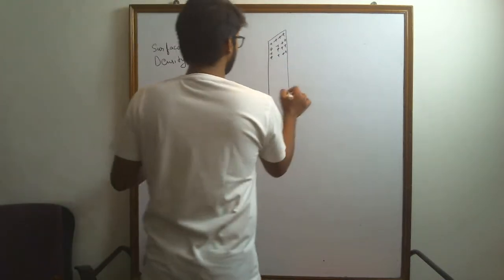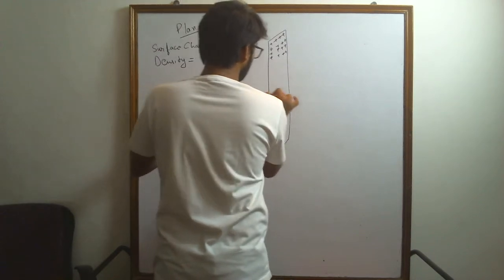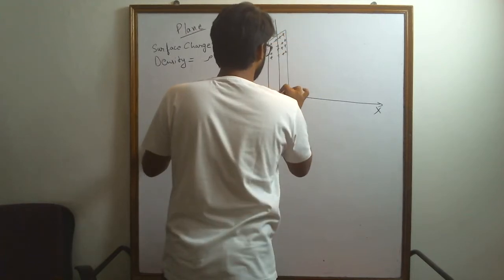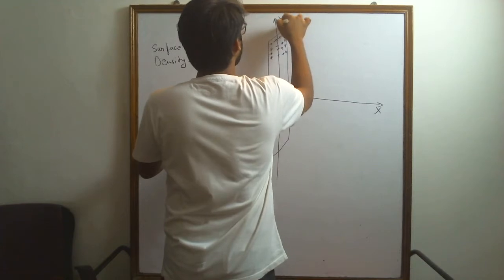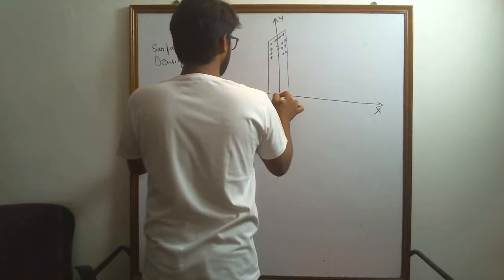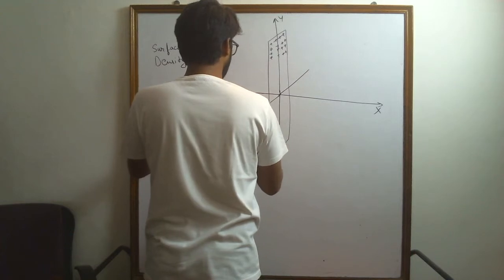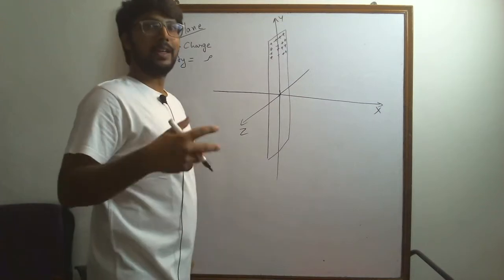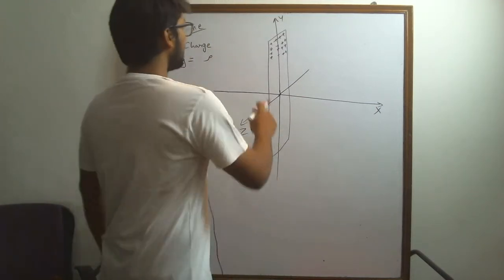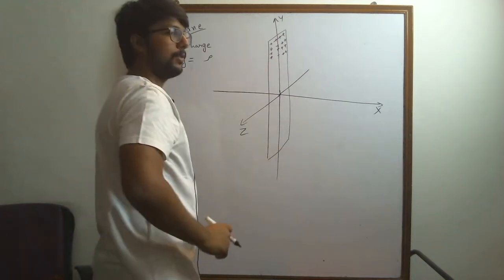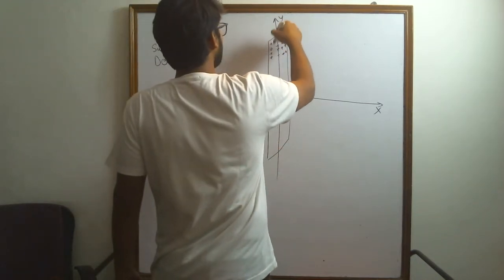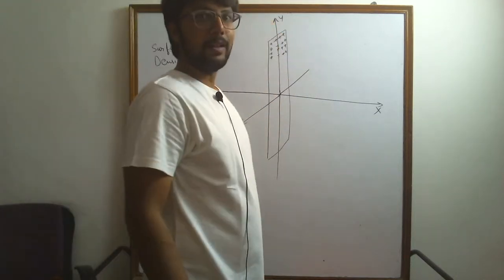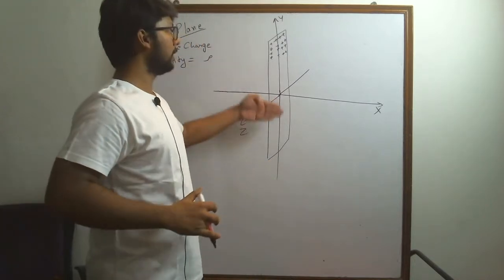If we make the axes, I'm taking this as the x-axis. Obviously at 90 degrees this becomes my y-axis, and there will be a z-axis coming this way. Now for the y and z axes, will there be any electric field? No. Why not? Because the charges are completely in this plane. The electric field along this YZ plane will be 0, right? Because that is where the plane resides.